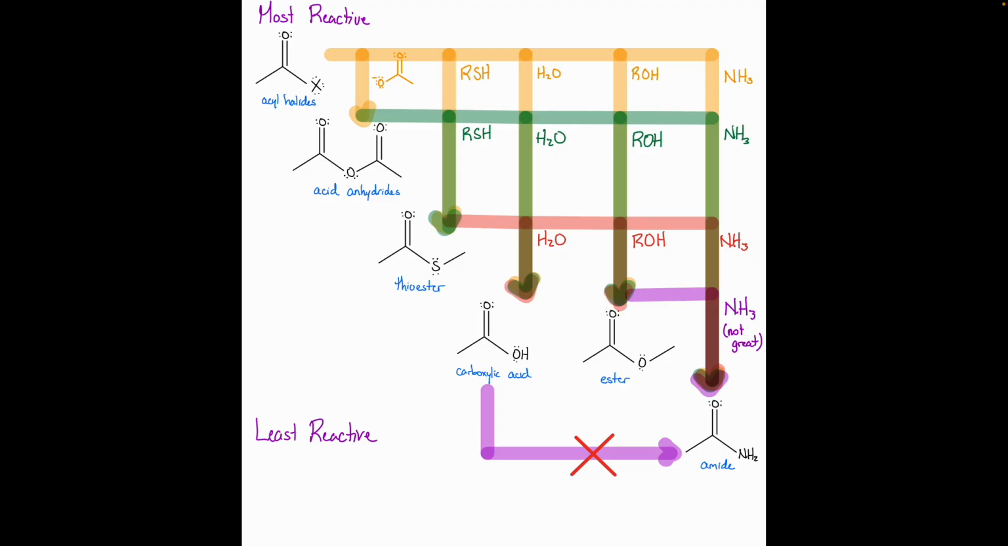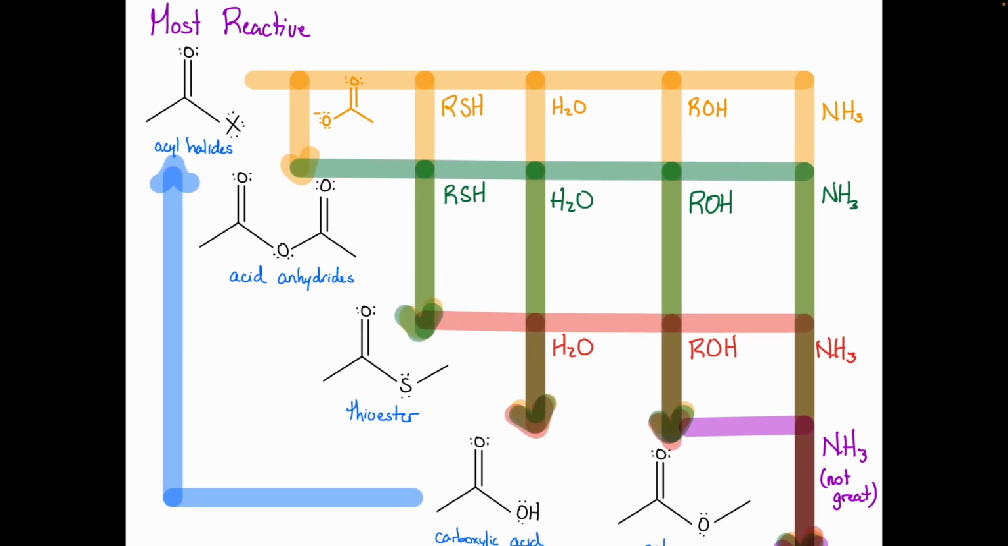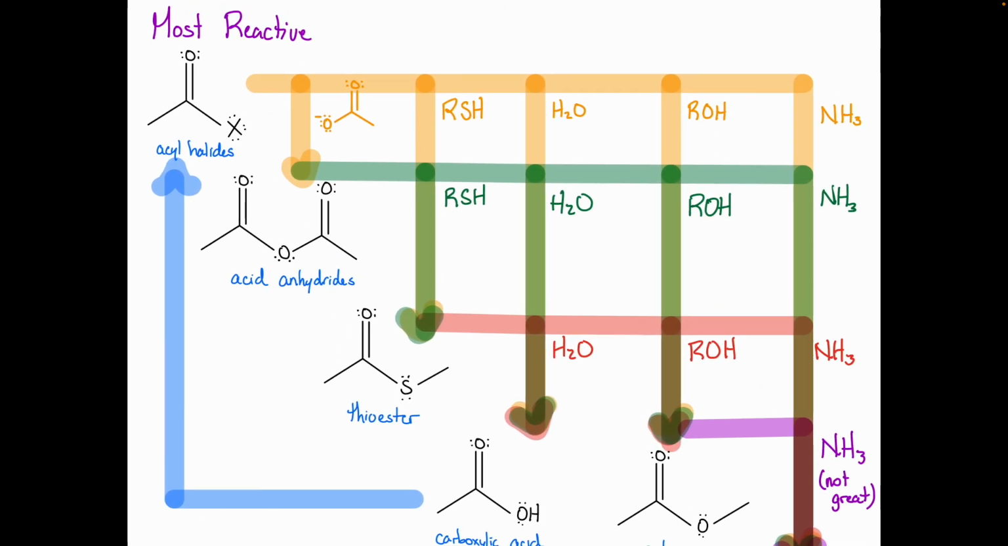So then how am I supposed to go from this level down to our amide? Well, fortunately, there is one way that we can go backwards here. We can convert a carboxylic acid all the way back up to that most reactive acyl halide. So we got one way to go back up this map here, and that is using a familiar reagent that we've seen before, SOCl2, or thionyl chloride.